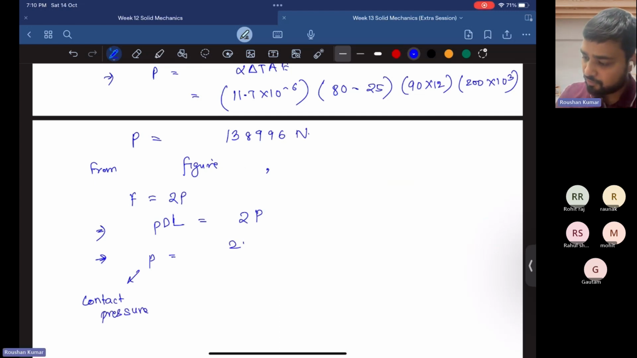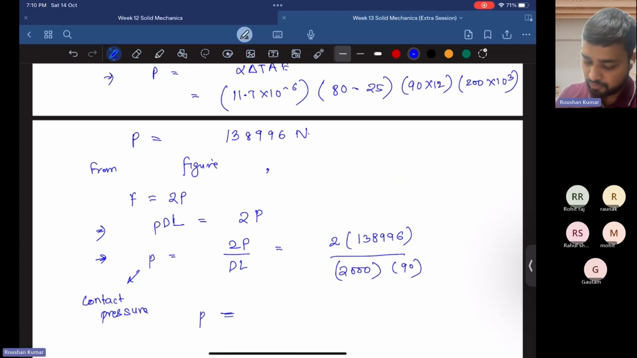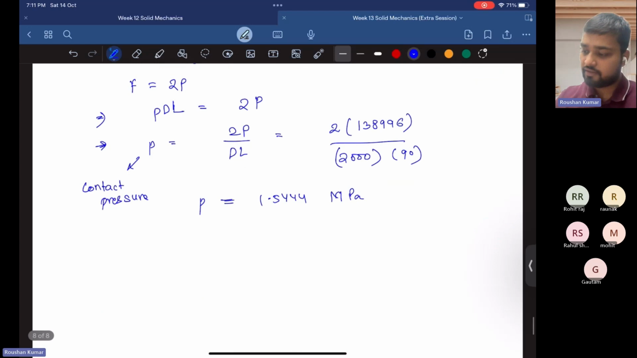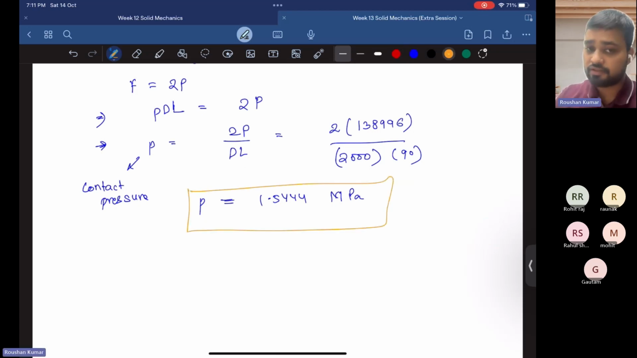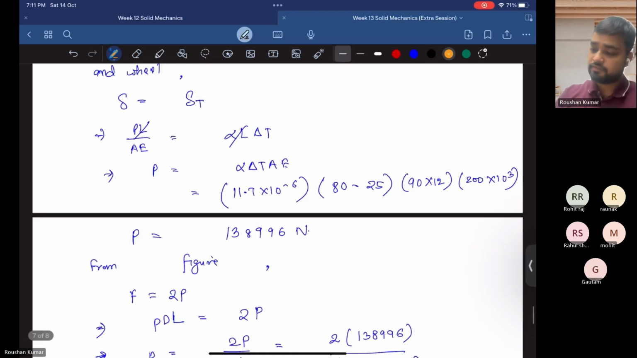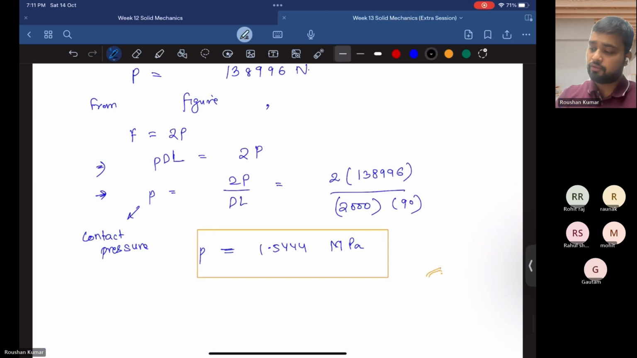So contact pressure is given by 2P upon d L, which is equal to 2 times 138,996 upon d L, which is 2000, into length, which is given as 90. So it is coming out to be 1.544 megapascal. So the contact pressure between the tire and the wheel is 1.544 megapascal. So this is the final answer for this question. So this is all about question number 4.